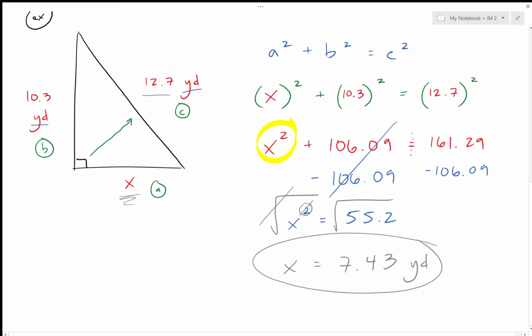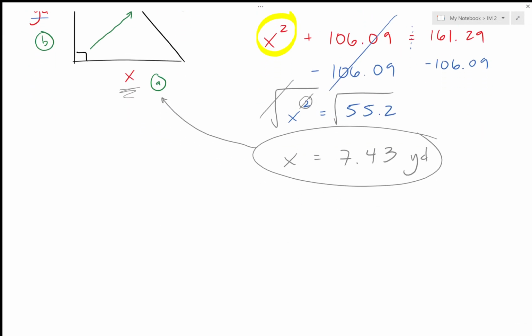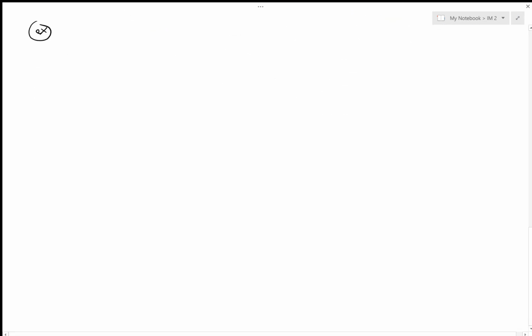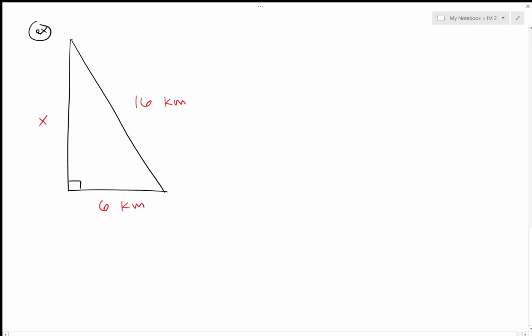So if I put that back over here, does that number look like it makes sense? We've got a 10, a 12, and 7 is smaller than that side, so yeah, that number looks good. Okay, so there's one with decimals. Let's take a look at another special case. So, for example, another right triangle. Let's go 16 km, and km is kilometers. Down here 6 kilometers, and we're going to find that side there.